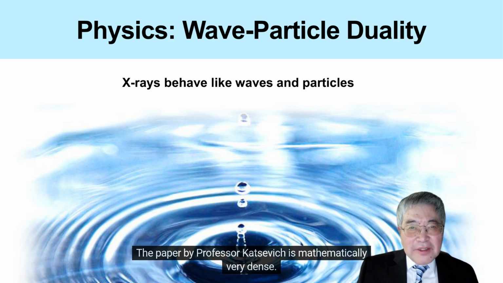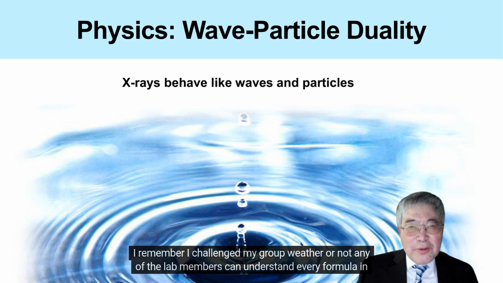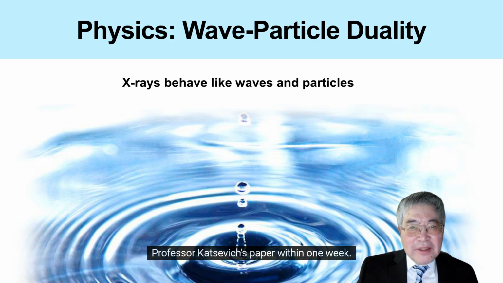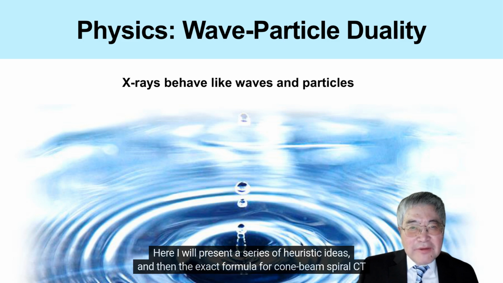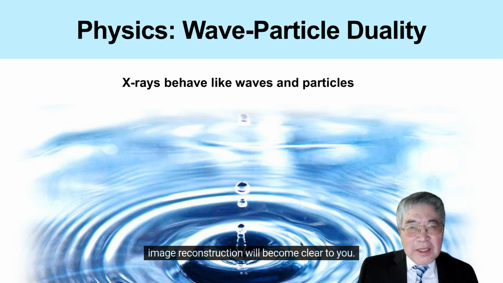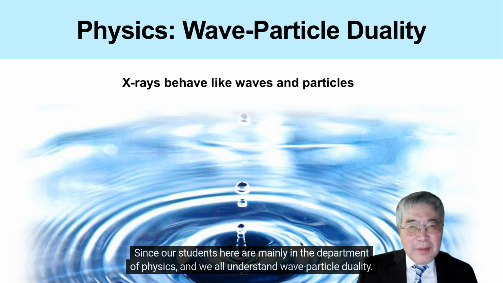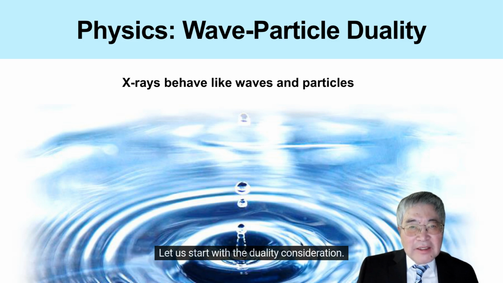The paper by Professor Katsevich is mathematically very dense. I remember I challenged my group whether or not any of the lab members can understand every formula in Professor Katsevich's paper within 1 week. Here I will present a series of heuristic ideas, and then the exact formula for cone beam spiral CT image reconstruction will become clear to you. Since our students here are mainly in the Department of Physics, and we all understand wave-particle duality, let us start with the duality consideration.